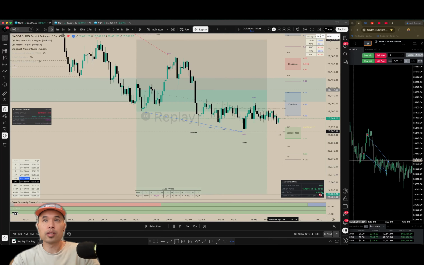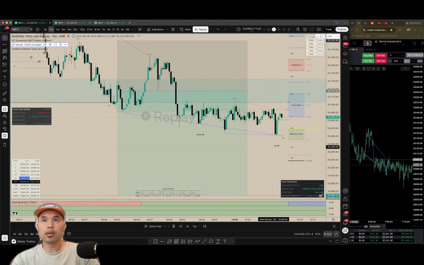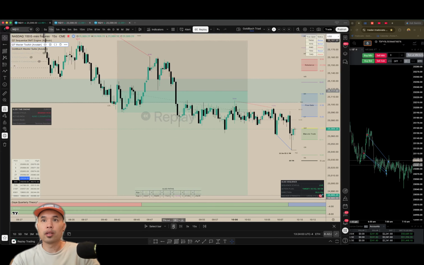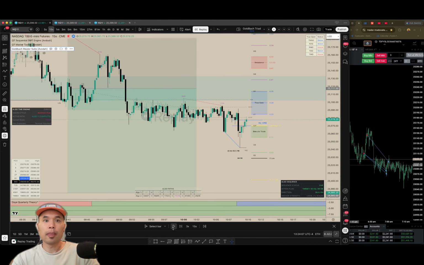Seeing these SMTs, I was like, okay, maybe we're going to retrace a little bit. Took a couple off, and I think once I saw this double SMT, and we just wicked this GIP level, we didn't really close below, I took my runner off.